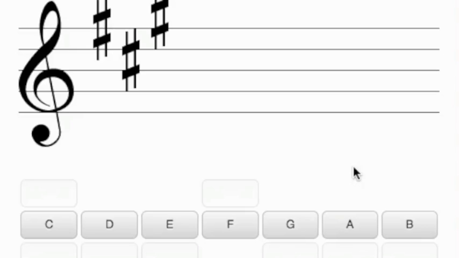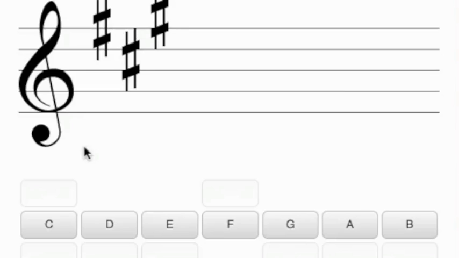and getting our answer. Obviously, another way we can do this is to be a bit more thorough and go back to first principles, and we could use the circle of fifths. So what we could say is this has got one sharp, two sharps, three sharps.